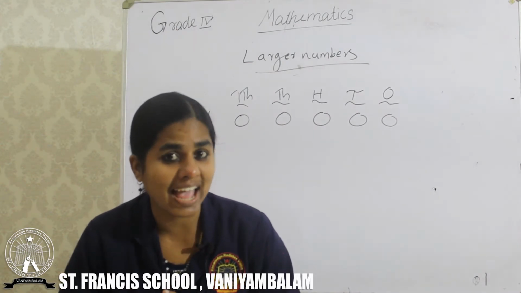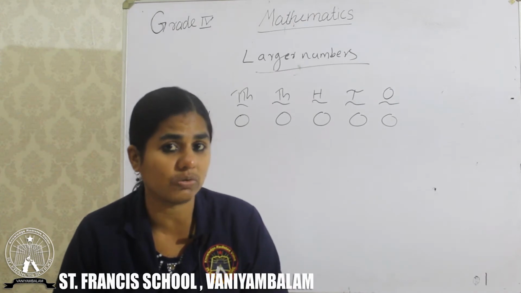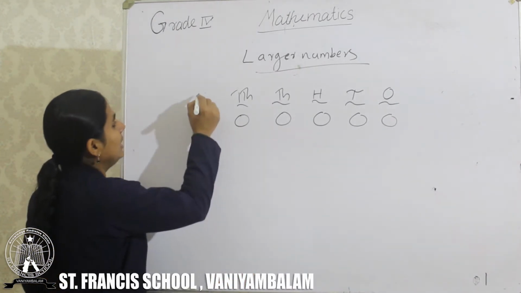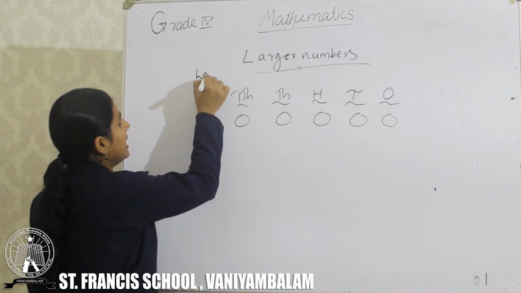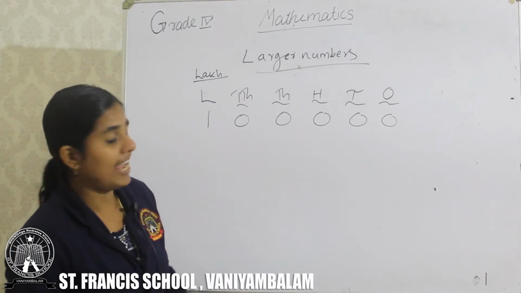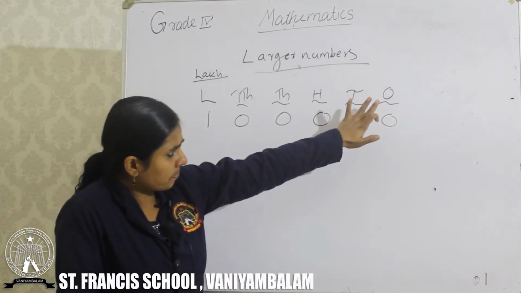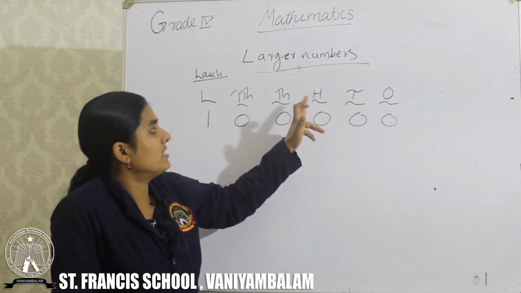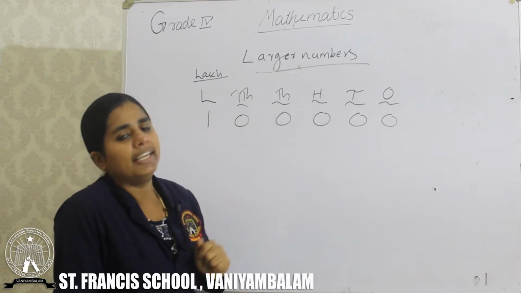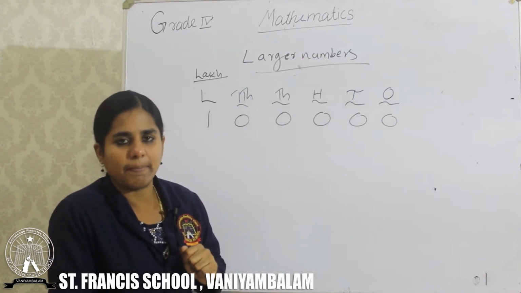What is that? Lakh. Left of 10,000 we have which room? Lakh. What is the spelling of lakh? L-A-K-H. Now we can see the place value chart of a 6-digit number: ones, tens, 100, 1000, 10,000 and lakh. This is the place value chart of a 6-digit number.